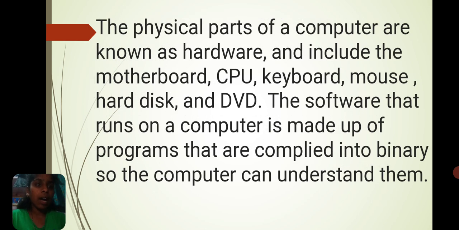The physical parts of a computer are known as hardware and include the motherboard, CPU, keyboard, mouse, hard disk, and DVD. The software that runs on a computer is made up of programs that are compiled into binary so the computer can understand them.